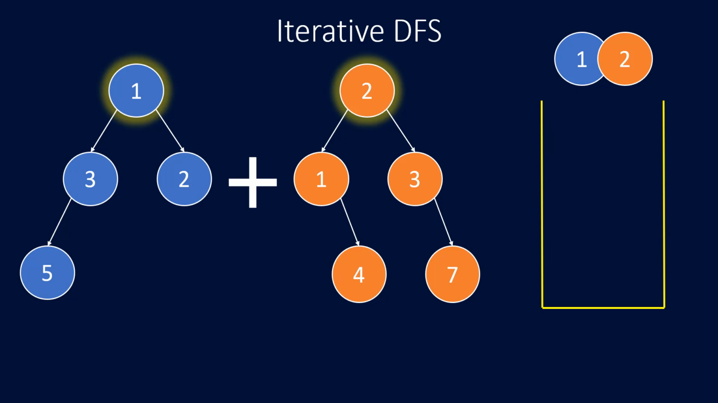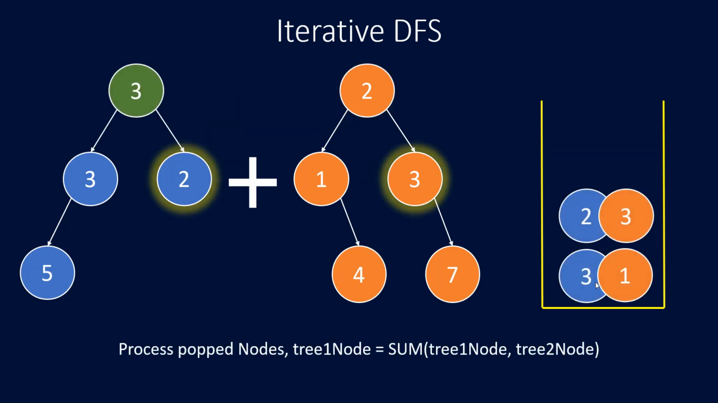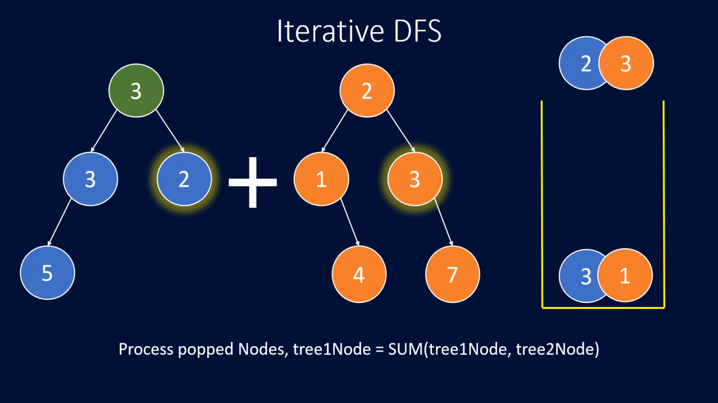For processing, we need to check our conditions. Since we have non-null nodes over here, this is an overlap and so we need to sum it up. And the sum will go into the first tree because we are going to modify the first tree itself. So, this node over here will become 3 and then we are going to process its left and right. So, we'll add those node pairs into the stack. Now, this gives us the left pair which is 3 and 1 and the right pair 2 and 3 in the stack.